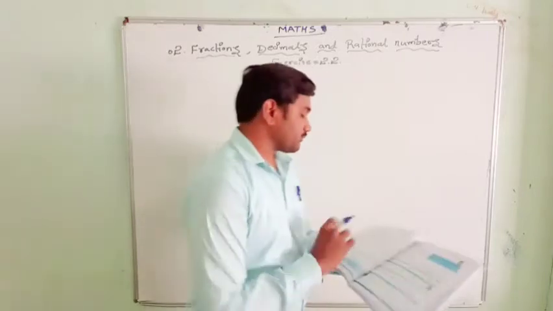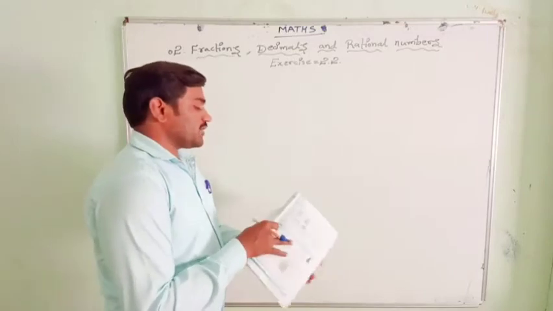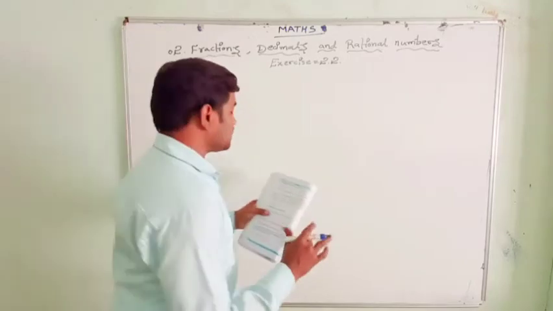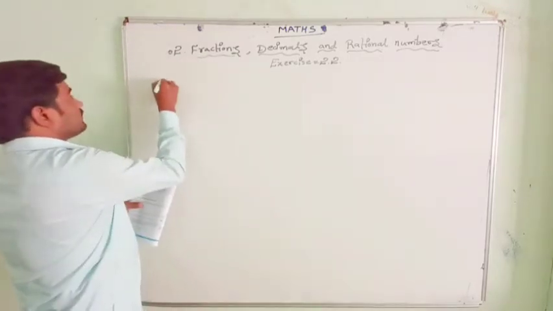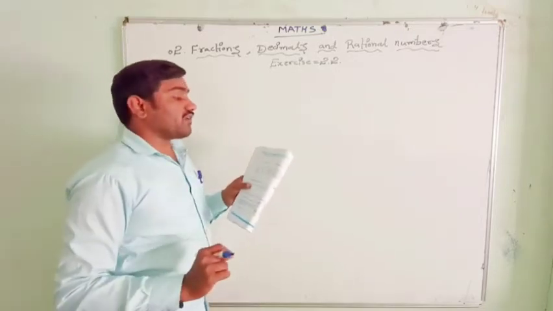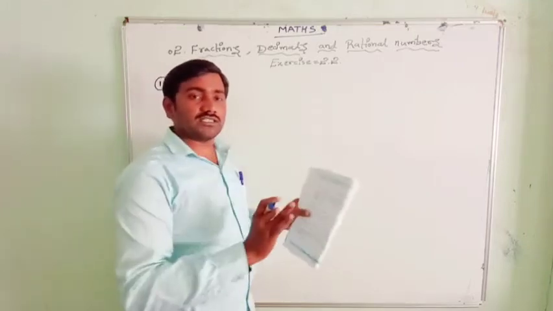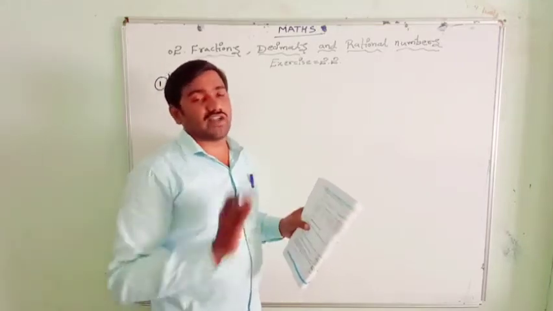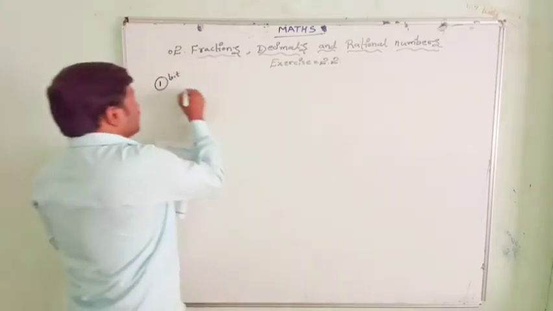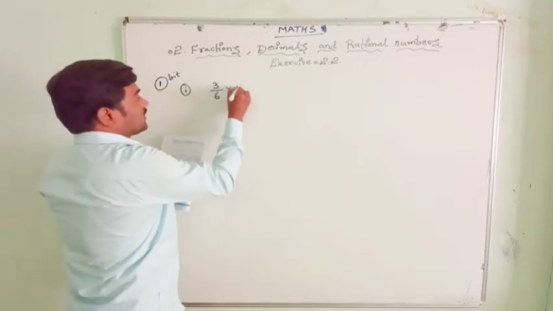Now 2.2. Here, this problem is based on the product of the fractions. Let us see how to find out the first bit. Multiply the following. Write the answer as a mixed fraction. Multiply the given questions and write the answer as a mixed fraction. In the form of mixed fraction, we have to express our answer. Let me write here the first question: 3 by 6 into 10.